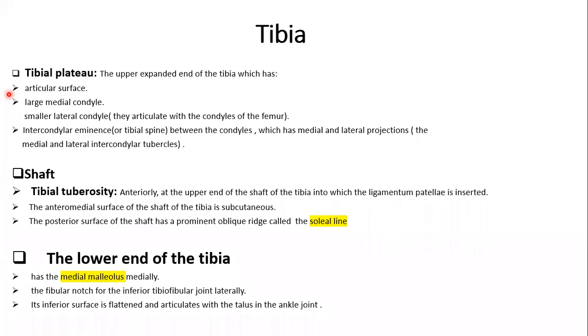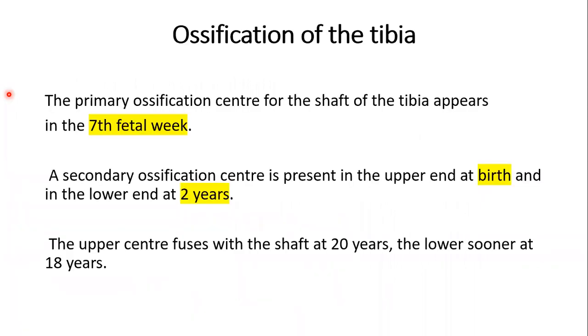The posterior surface of the shaft has a prominent oblique ridge called the soleal line. The lower end of the tibia has the medial malleolus medially and the fibular notch for the inferior tibiofibular joint laterally. Its inferior surface is flattened and articulates with the talus in the ankle joint. Ossification of the tibia: the primary ossification center for the shaft of the tibia appears in the 7th fetal week. A secondary ossification center is present in the upper end at birth and in the lower end at 2 years.